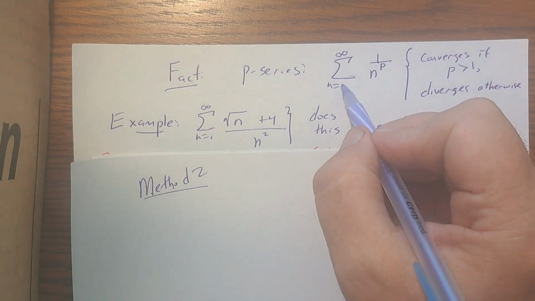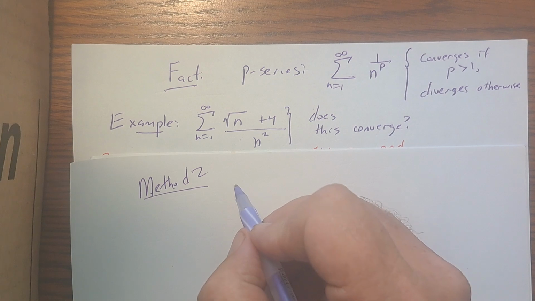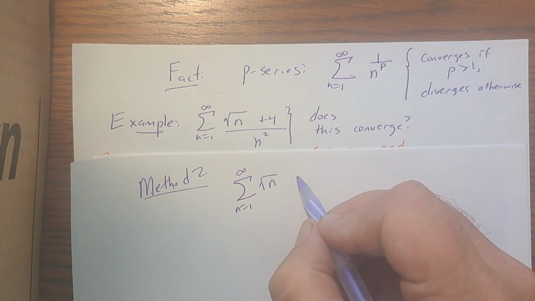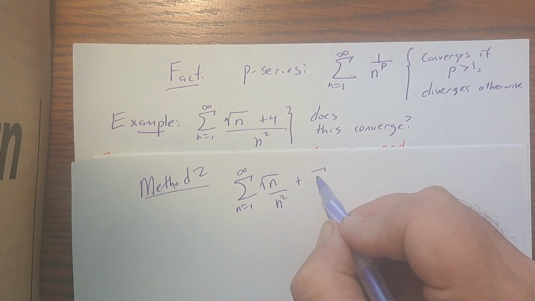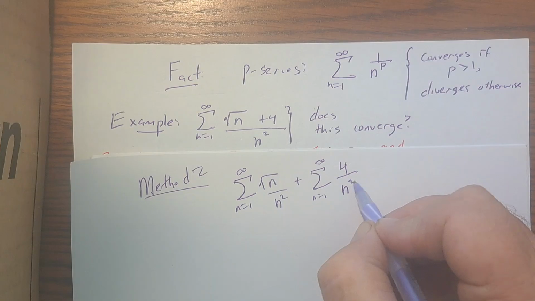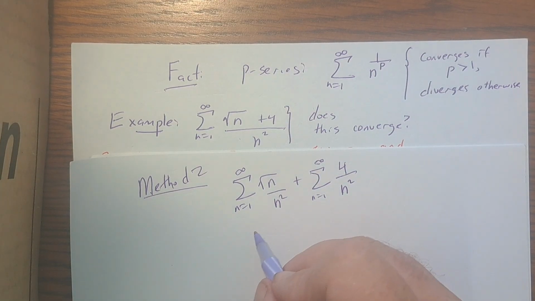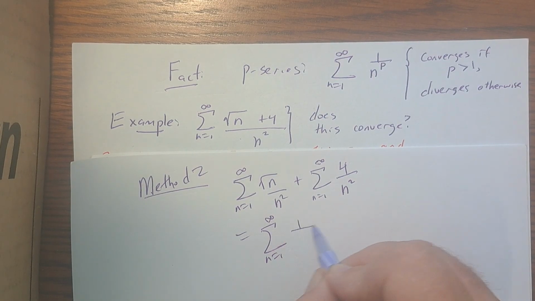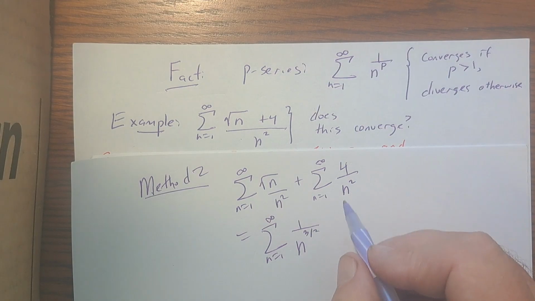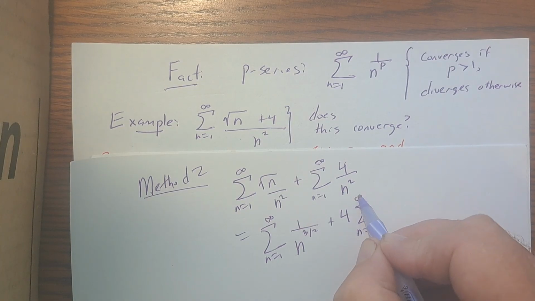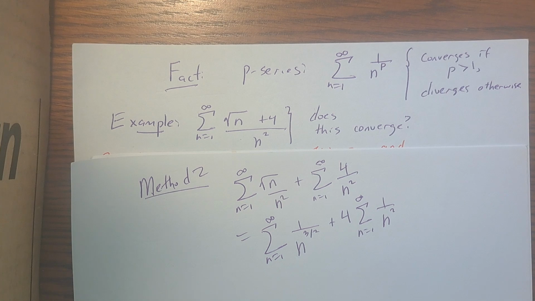So we'll just separate it into two different sums. Okay, this is n to the 1/2, that's n to the 3/2. So if you put it together, that's the same as 1 over n to the 3/2 in the bottom. This one is a plus 4 times the sum of n equal 1 to infinity of 1 over n squared. So I really don't have to do a test. I can just use this fact.